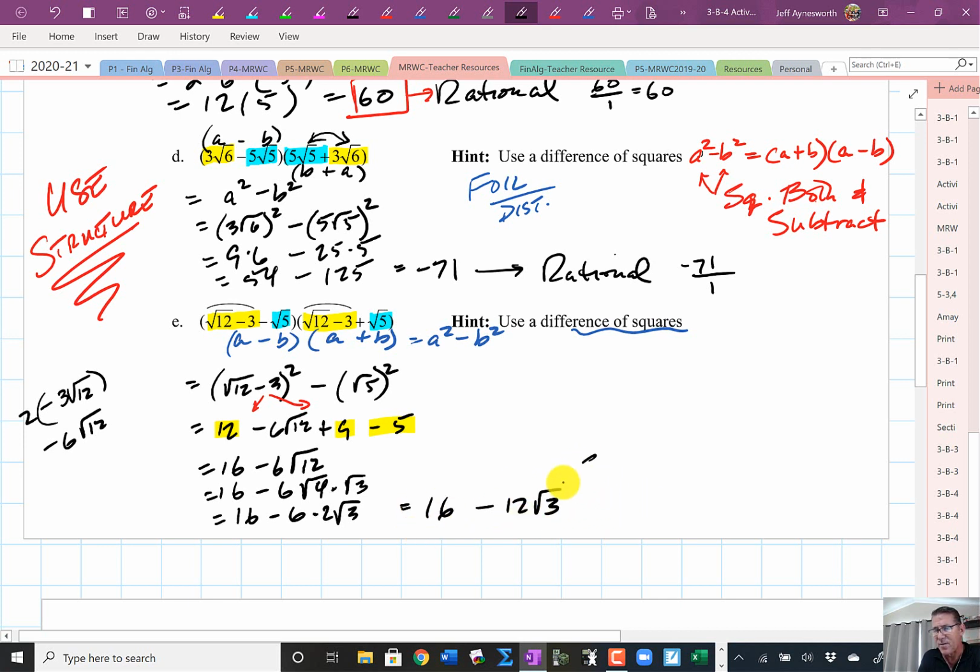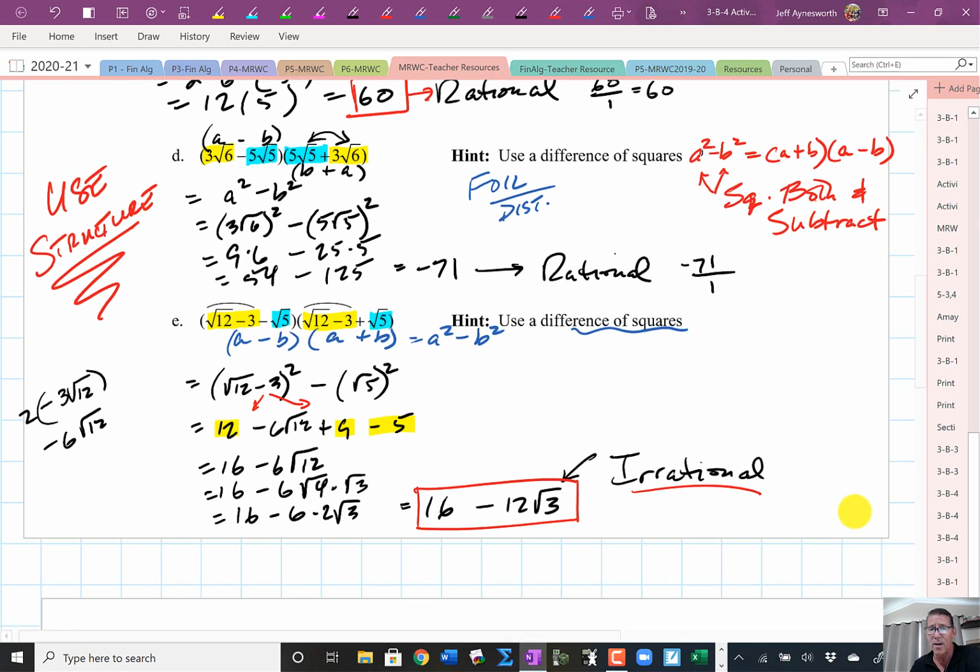Because of the root 3, this is irrational. And again, anytime you end up with a root, it's going to be irrational. You can't express this as an integer divided by an integer. Not possible. This is a non-repeating, non-terminating decimal if you check it out on the calculator.